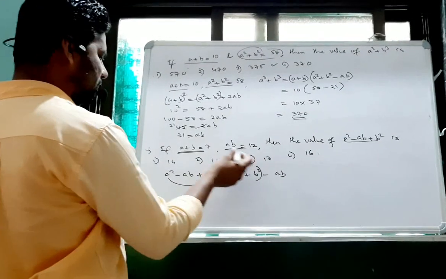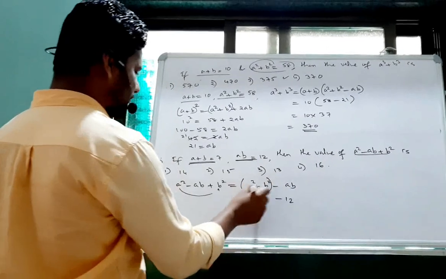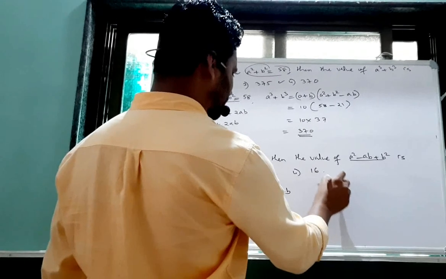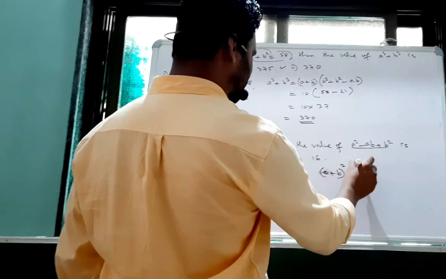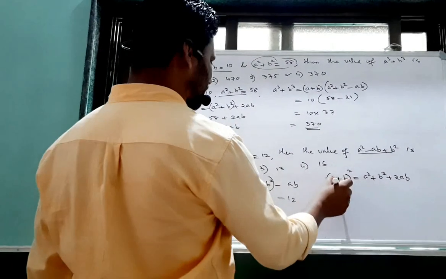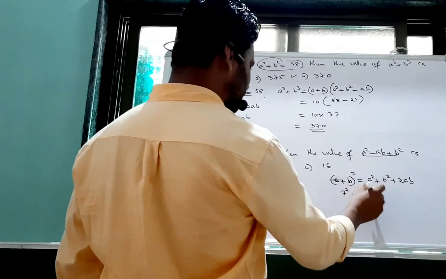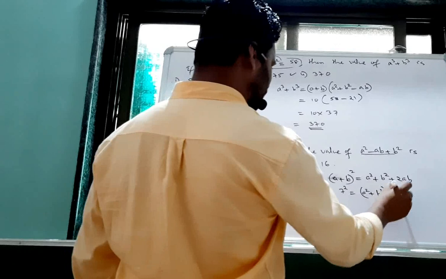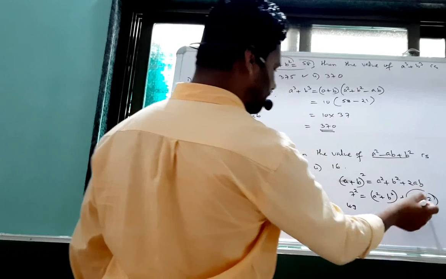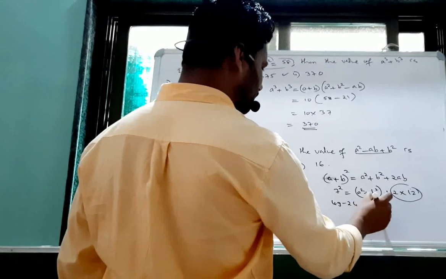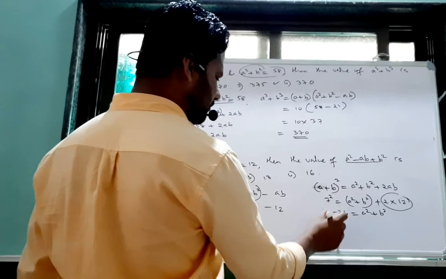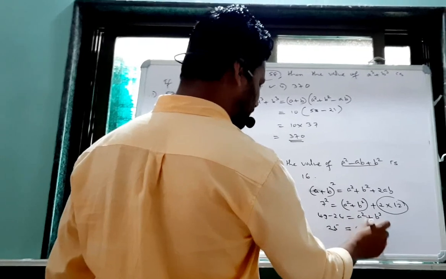ab is given as 12. So first we find a² + b² using the formula of (a + b)². (a + b)² is a² + b² + 2ab. Here a + b is 7, so 7² equals a² + b² + 2 into ab, which is 12. 49 minus 24 is equal to a² + b², that is 25.